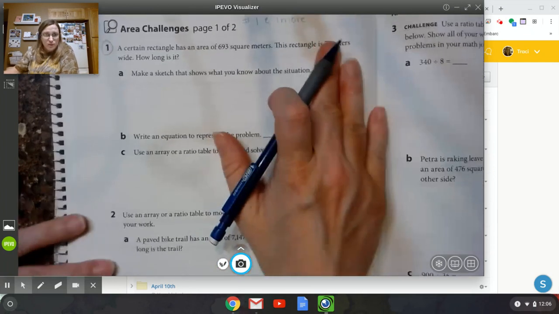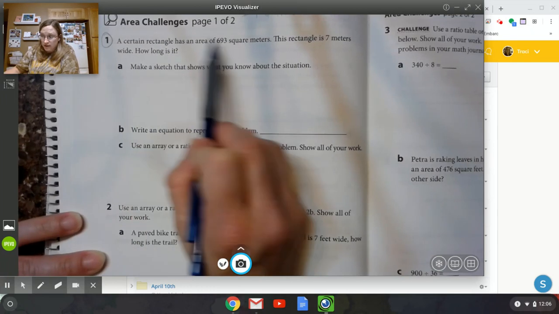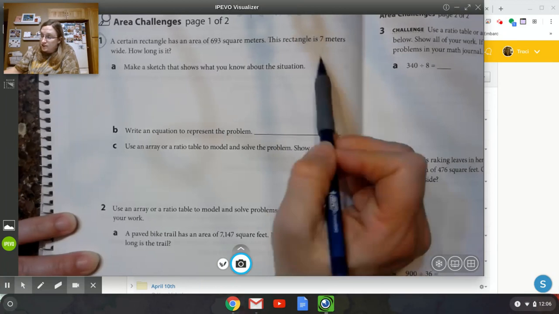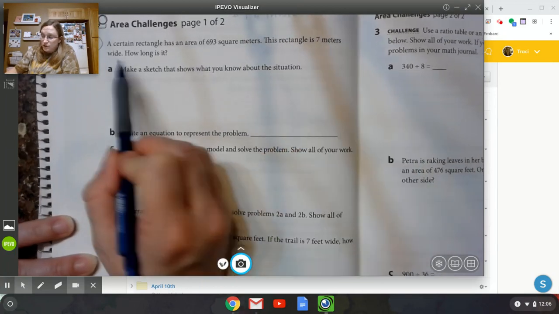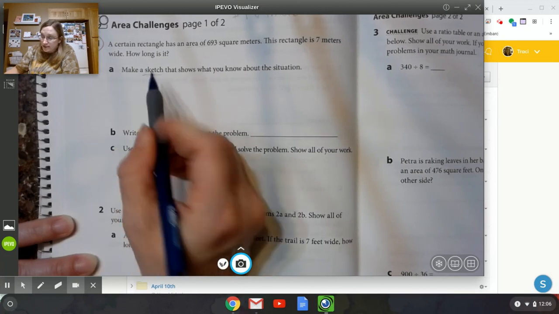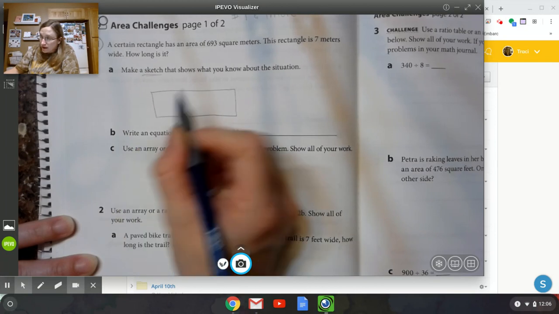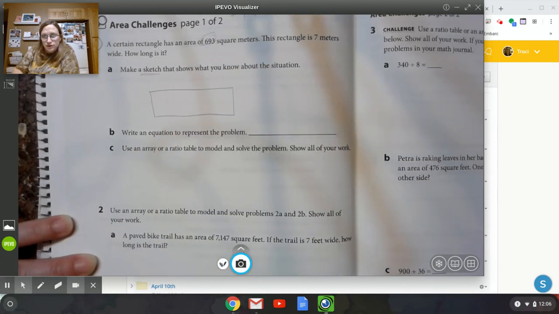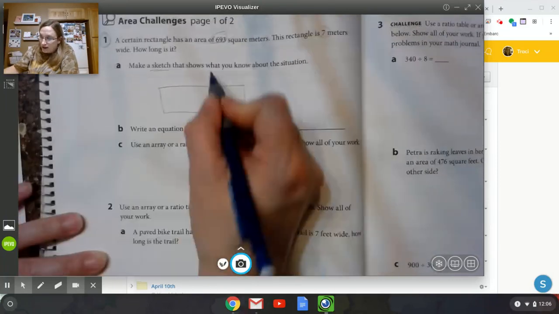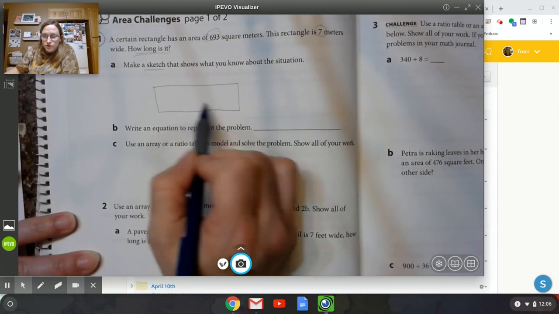I do want to help you set up number one a little bit. So they tell you you have a rectangle and the area is 693 square meters. And it tells me that the rectangle is 7 meters wide, and I need to figure out how long it is. So part A says make a sketch. So think about that. You're going to make your rectangle and think, where would the 693 go in my sketch, and where would the 7 go? And then I need to figure out, where is my variable? Where is my unknown? So label your sketch.